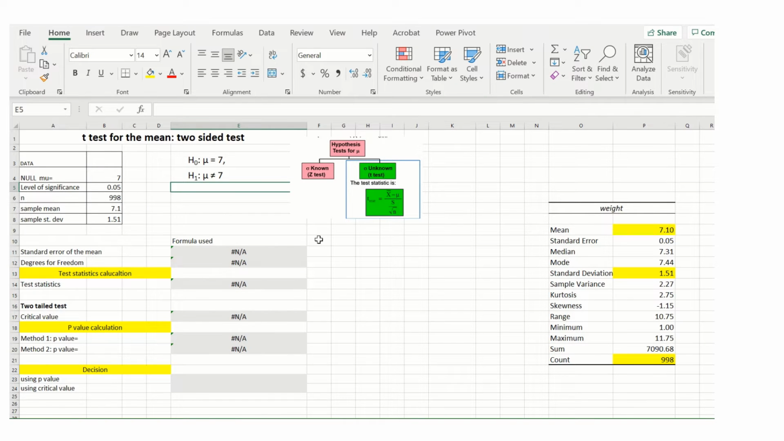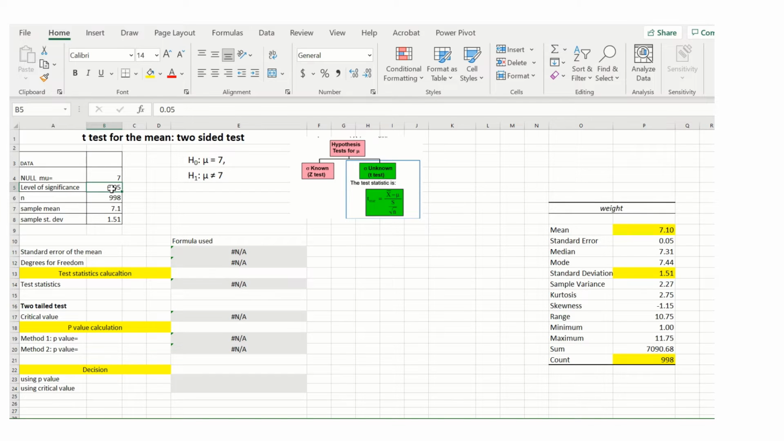Now we will use Excel to test the null hypothesis that the average newborn weight in North Carolina is 7 pounds. That 7 is coming from our null. And we have the sample statistics. We have a sample of 998 observations with a sample mean of 7.1 and a sample standard deviation of 1.51. And also in here we have the level of significance 5%.